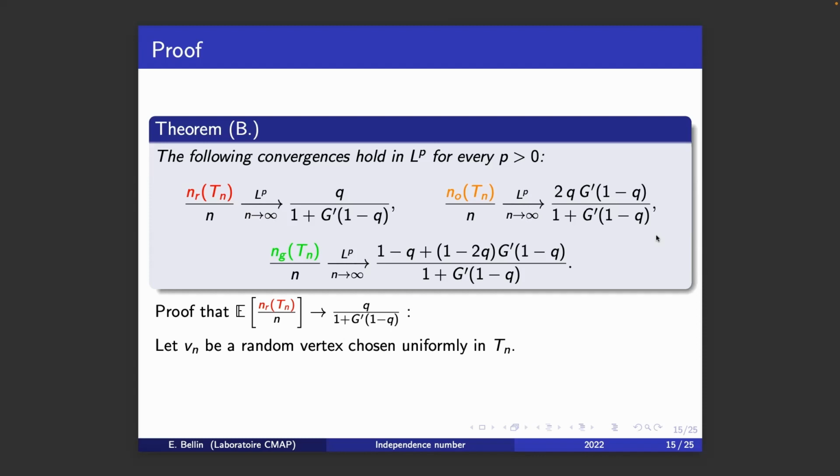Okay, and the key thing to do is to take the vertex Vn uniformly at random in my tree Tn, and I do it independently from Tn. So I draw Tn randomly, then independently I draw Vn among the vertices of Tn. And you just need to notice that the expectation of the proportion of red vertices is just the probability that Vn is red. So we need to find the asymptotic of this probability.